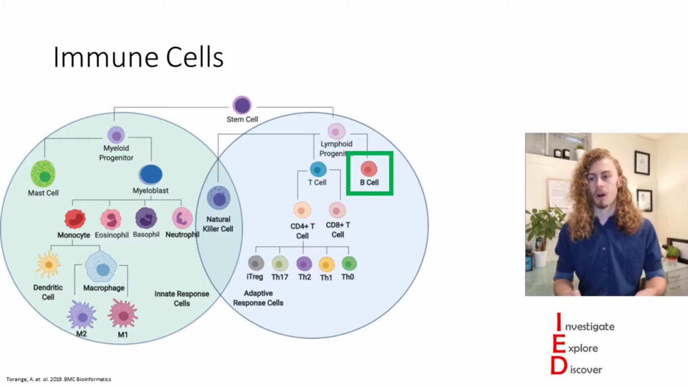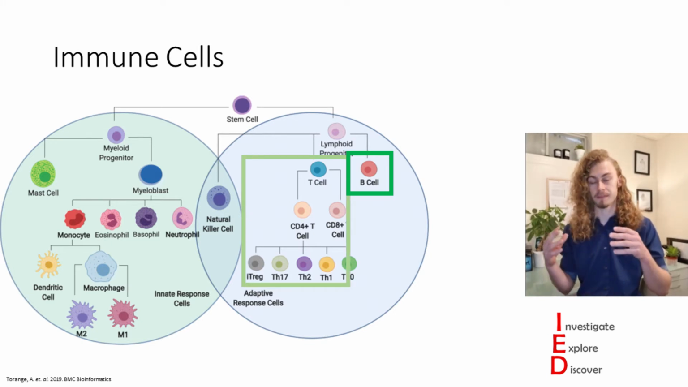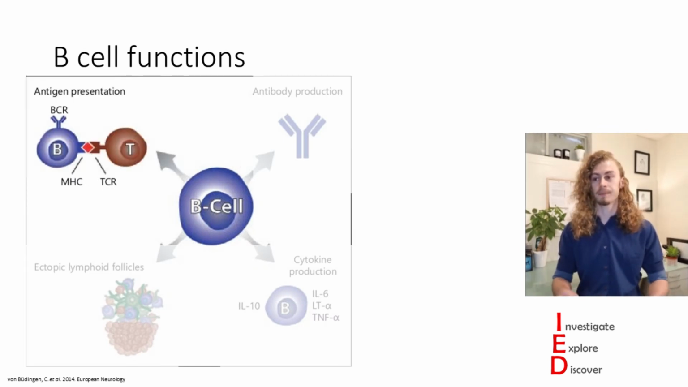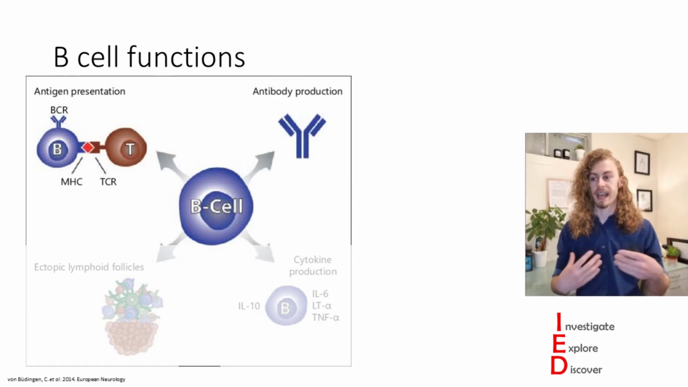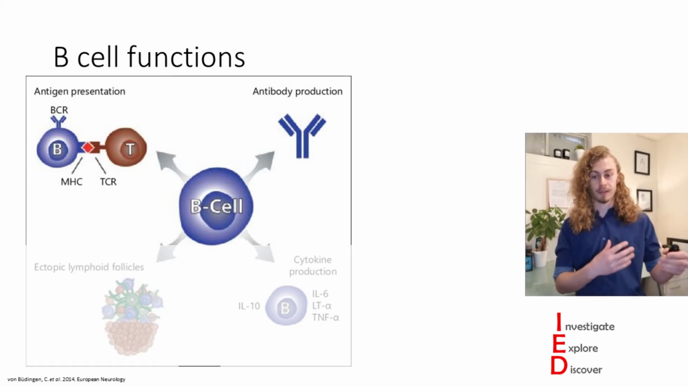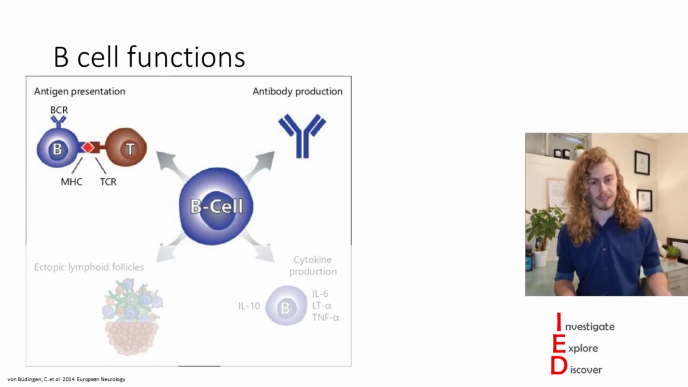B cells are an adaptive response cell and are critical in adaptive immunity. B cells commonly interact with T cells and prime their responses, and T cells and B cells together are termed lymphocytes. B cells themselves have many different functions. They can present molecular patterns in the form of antigen to T cells to prime their responses. They can produce antibodies, which are critical for humoral immune responses and are part of the reason why we have long-lasting immunity to infections and are also the reason why vaccines work.